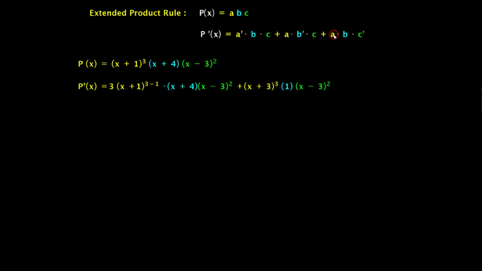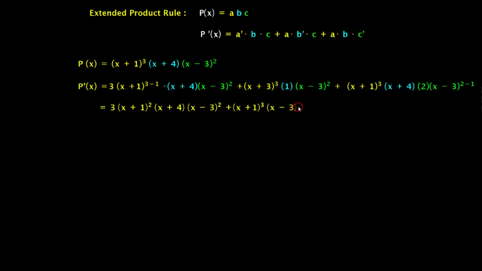The last part, a b c prime. So copy the a value, x plus 1 with the power of 3, x plus 4, and the derivative of x minus 3 with the power of 2. So it's going to be 2 times the whole value, and the exponent gets 1 shorter. It's 2 times the parenthesis value x minus 3. Next line, simplification. It is going to be 3 times x plus 1 simplified as a power of 2. Copy x plus 4, times x minus 3 with the power of 2. There is nothing, the 1 will go away, it's going to be x plus 1, whole cube, times x minus 3 with the power of 2.